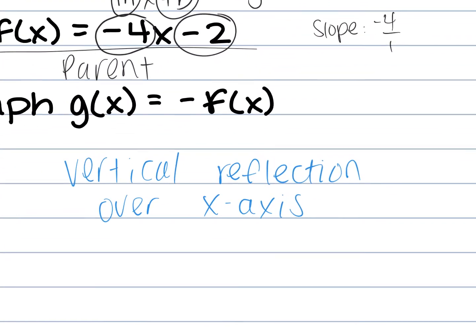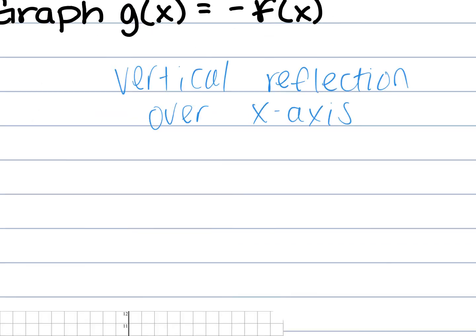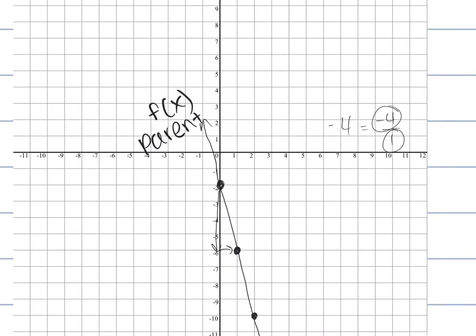This one is going to be a vertical reflection over the x-axis. Caitlin? Yes, quickly. Over the x-axis. So we're vertically reflecting over the x-axis, okay? So what is my mirror? Which one do I label my mirror? The x-axis. Good. This becomes my mirror.